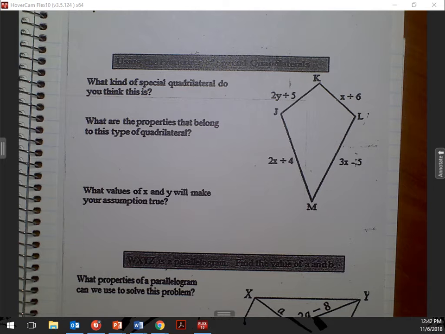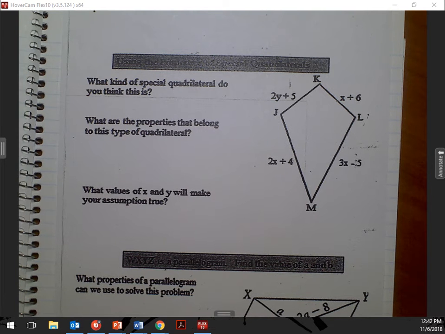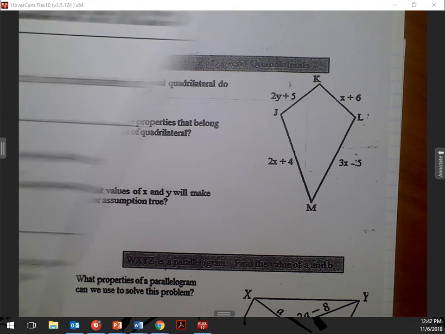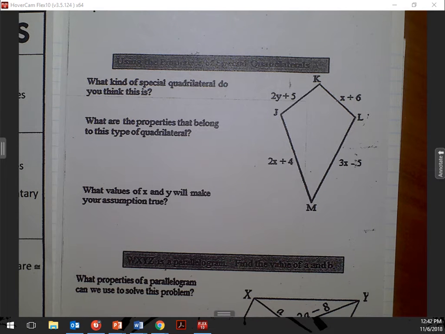Hey, shh. All right, so now, first, what kind of triangle do you think this is? Or, I'm sorry, not triangle. What type of shape? It is a kite. You look right here. It is the same shape as a kite, right? Yes, it is. Okay, good. That's going to help me out. Same shape as a kite.